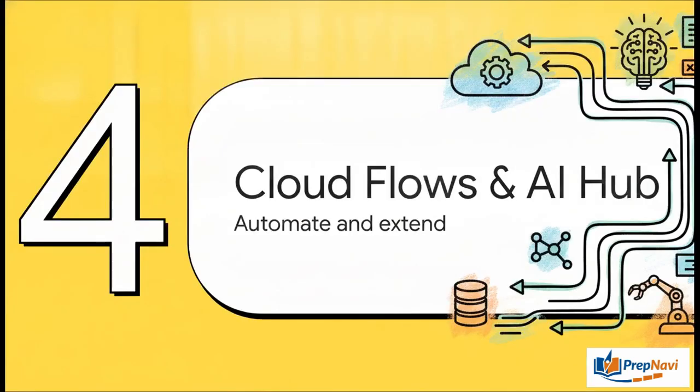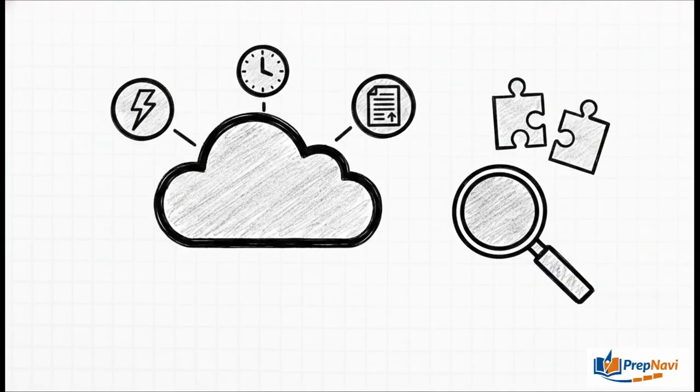All right, number 4, cloud flows and the AI hub. Beyond columns and rules, you also have to conquer the automation and AI elements. For cloud flows, the exam is going to test you on everything from recommending triggers and connectors to managing approvals, configuring actions, and implementing flow control with conditions and loops. Oh, and don't forget testing and troubleshooting.